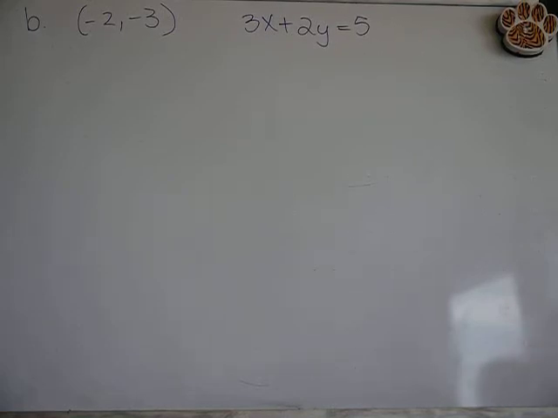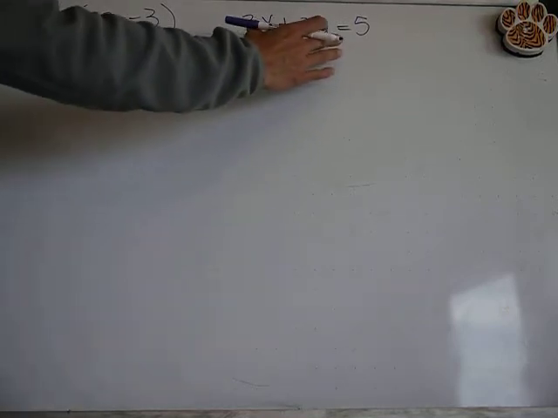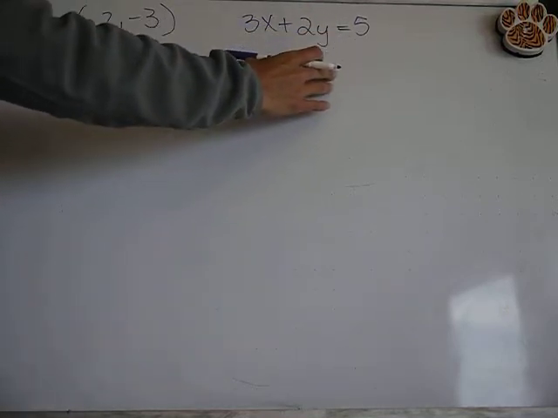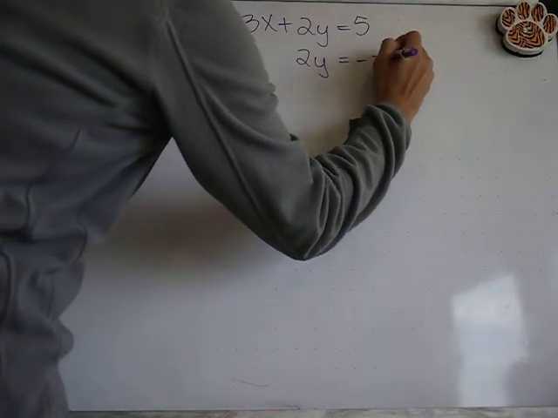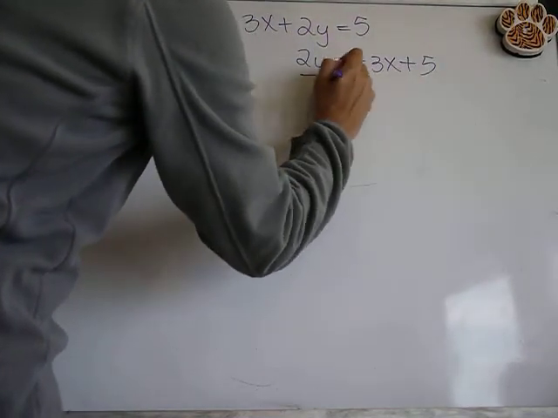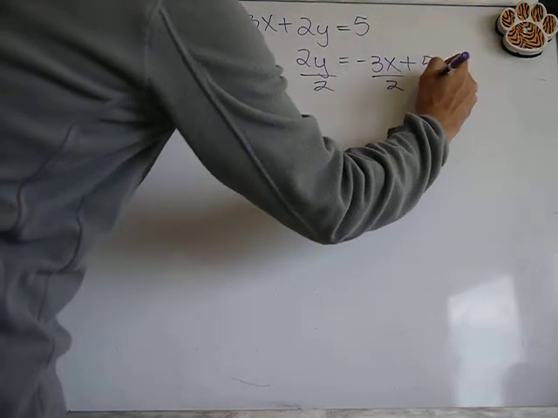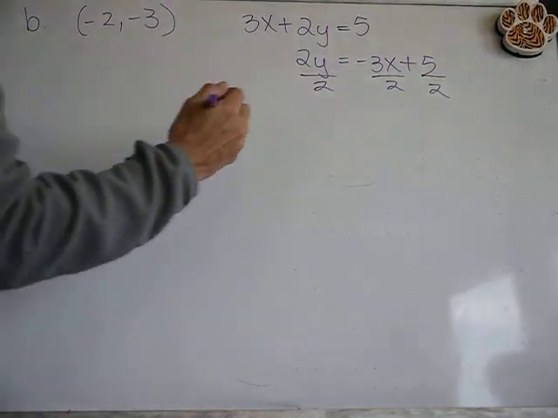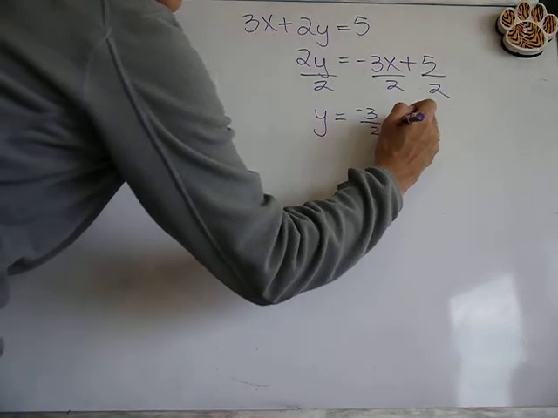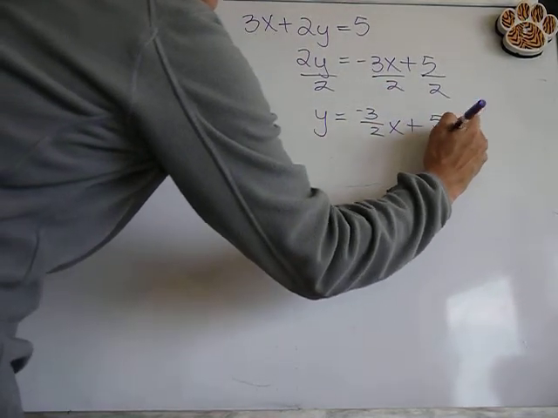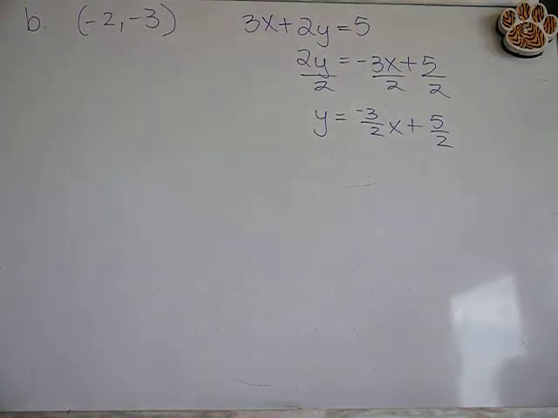Graph it. No. Could we find the slope in this somehow? We could minus 3x. Yeah, minus 3x. Let's get it in slope-intercept form. We only had to do this once in the lesson, so we already forgot, which is okay. They shouldn't have only done it once. Okay, what's our slope? Slope is negative 3 over 2.